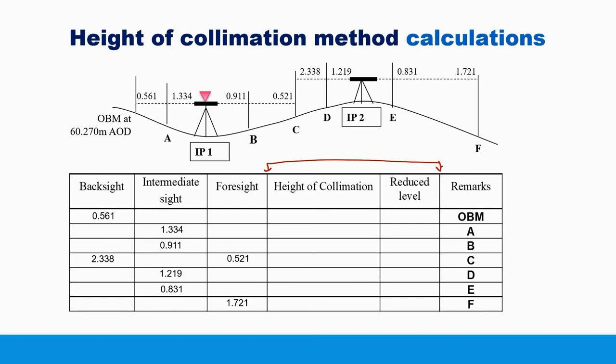From any location of the level, you need first to calculate the height of this line, the height of collimation line. So the height of collimation is always the reduced level of the benchmark plus the backside reading.